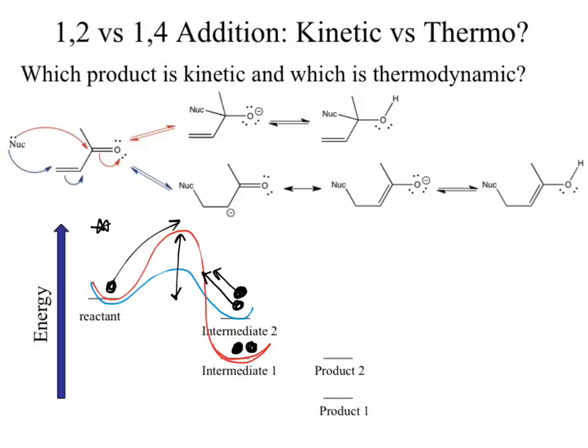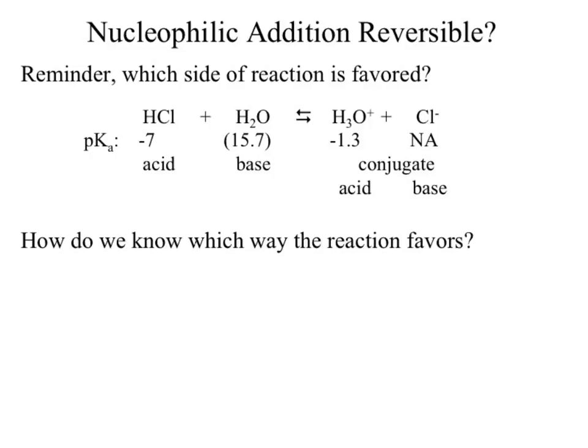Okay? So how can we predict whether that reaction was particularly reversible or not? Because what we said was it all depended on the nucleophile, which one attacked. Right? Well, I wish there was a way that we could predict which side of our reaction was favored. So if I take HCl and I add it to water, I can run an acid-base reaction and I get H3O plus and Cl minus. Everybody okay with that? Cool.